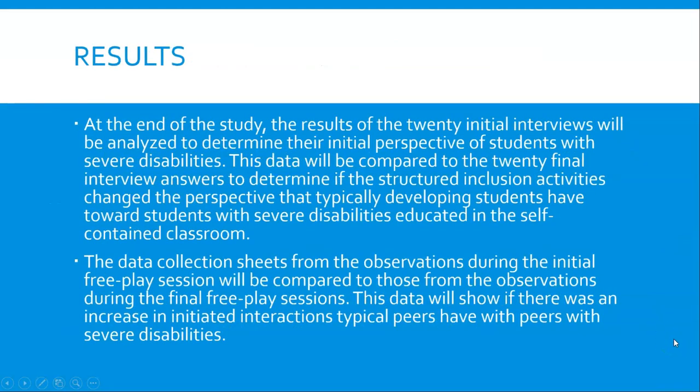At the end of the study, the results of the 20 initial interviews will be analyzed to determine their initial perspective of students with severe disabilities. This data will then be compared to the 20 final interview answers to determine if the structured inclusion activities change the perspective that typically developing students have towards students with severe disabilities who are educated in that self-contained classroom.